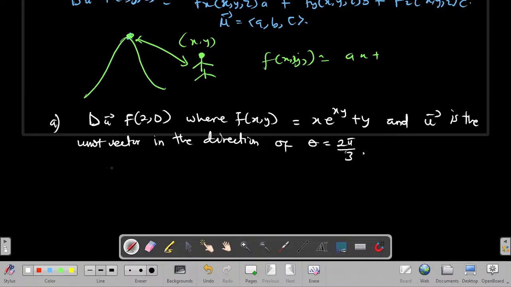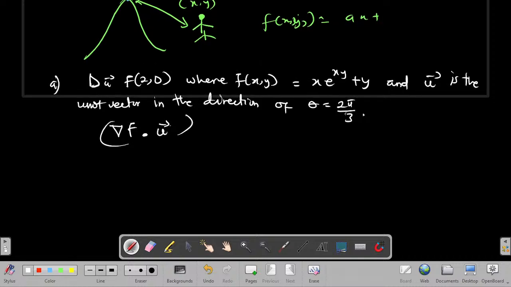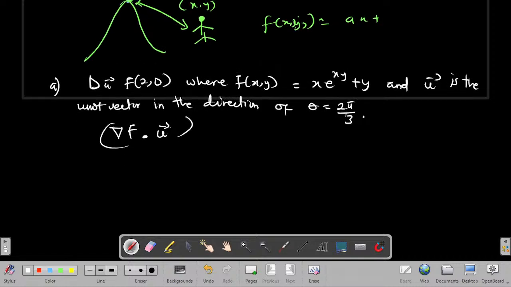The gradient function is represented by an inverted triangle. So when you see any inverted triangle attached to f, it means the gradient function dotted with u. Here you can see it's a dot product. That is why in the formula you have a multiplying the gradient function with respect to x, b, so the directional numbers multiply each and add. That is the dot product. So how do you solve this problem?